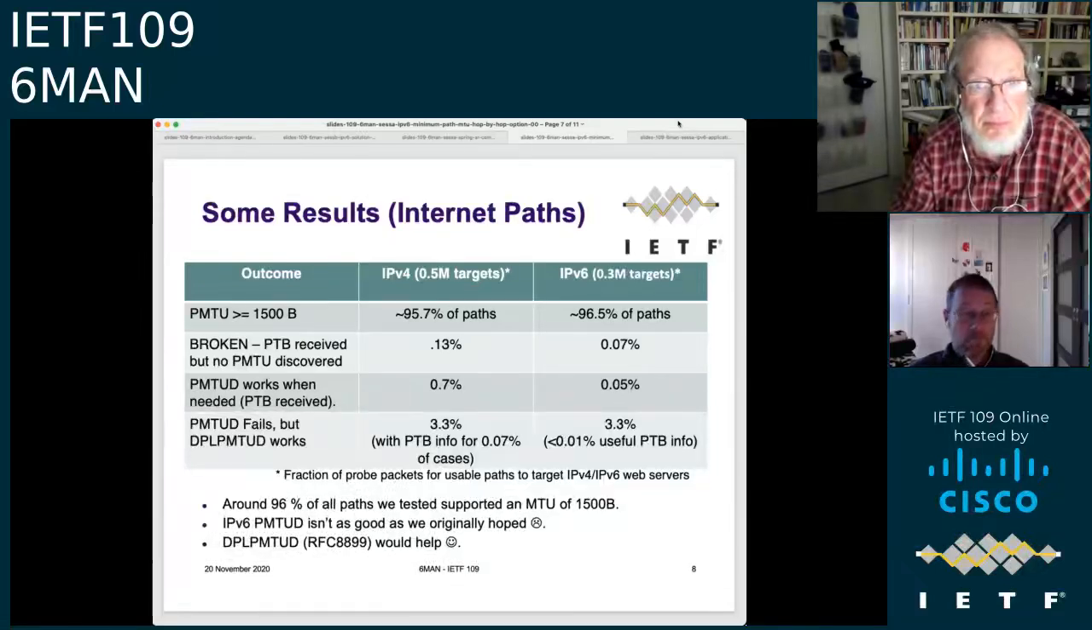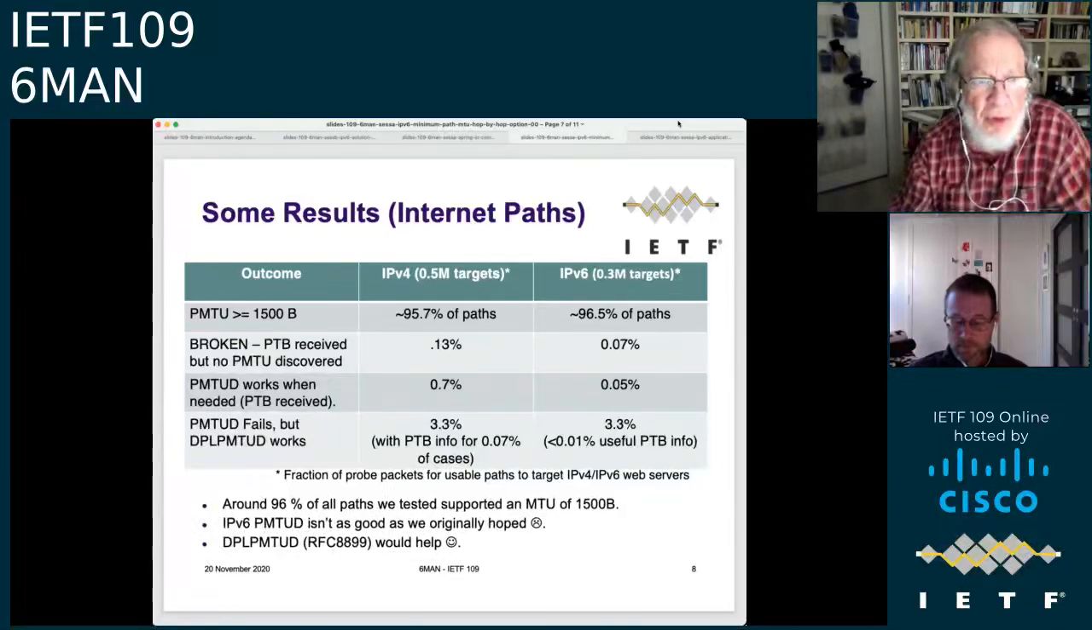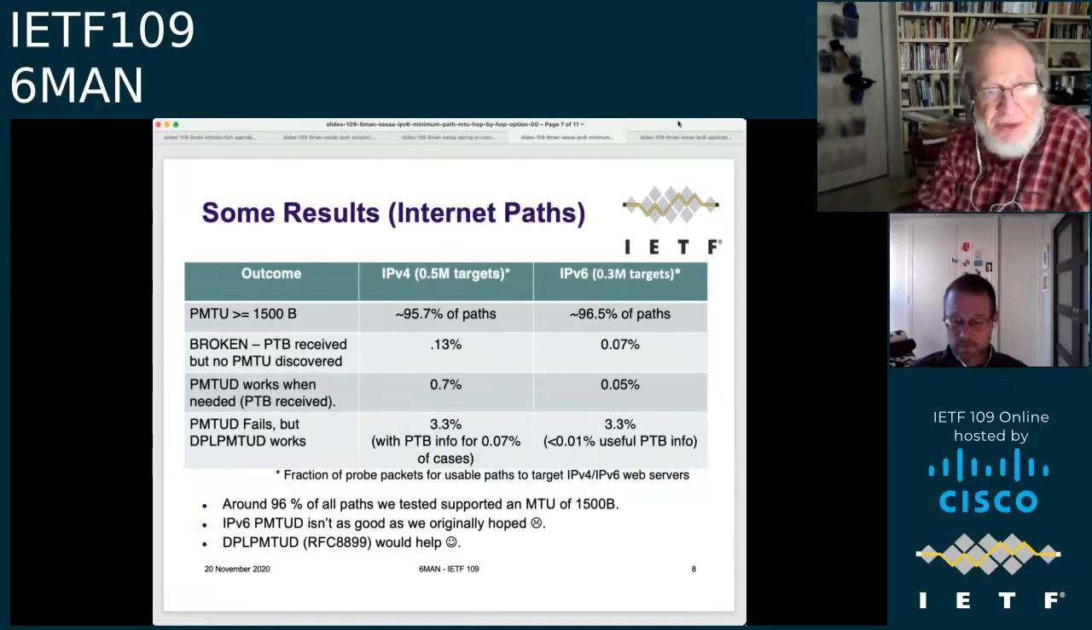So good news and bad news. Bad news if you talk about PMTUD for IPv6. Lots of people implemented it, but few routers actually give you the information you need. PLPMTUD, by the way, helps. There is a poll going on in the background about how many people have read the draft. Please fill it in.